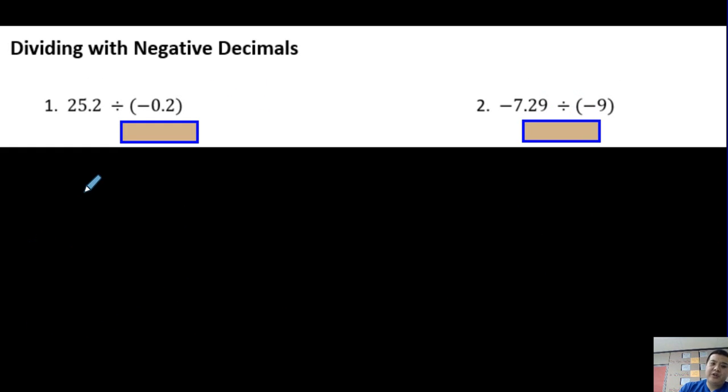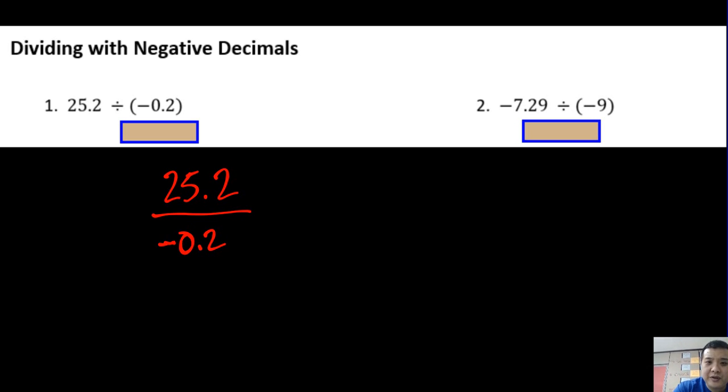Here we're going to be doing division, and we're going to be doing division of decimals again. So remember, we're going to put these as an improper fraction first. Our answer is going to be negative as well, so it's 25.2 divided by negative 0.2.